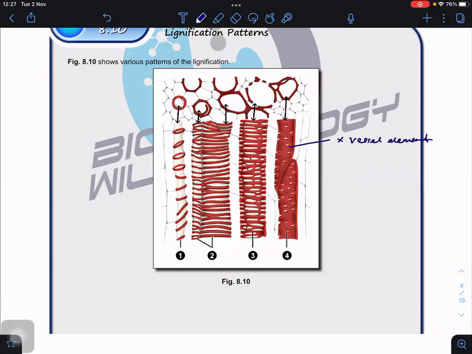I will tell you guys why later. Why not vessel element? So it can be a tracheid, it can be others. But the thing is, it cannot be vessel element because vessel element must not have the end wall here. Okay.